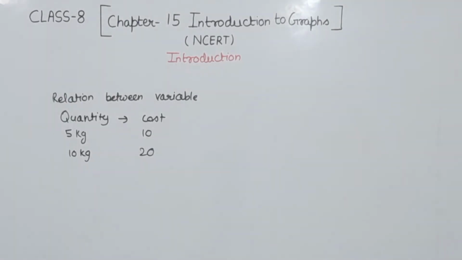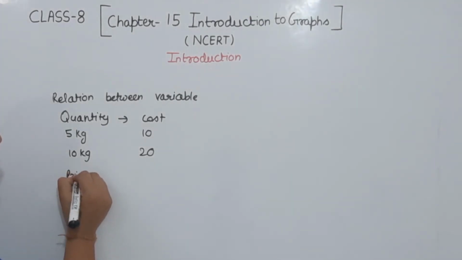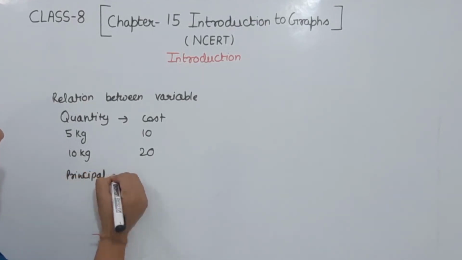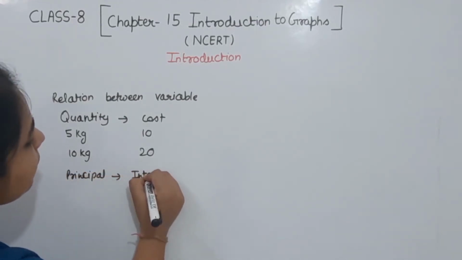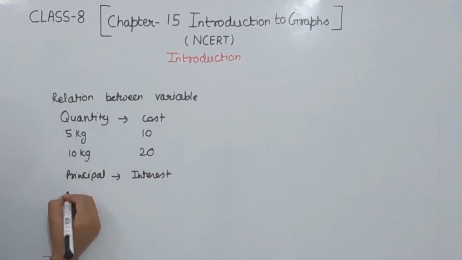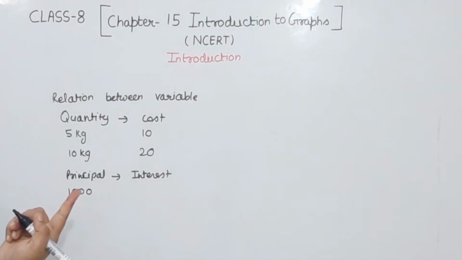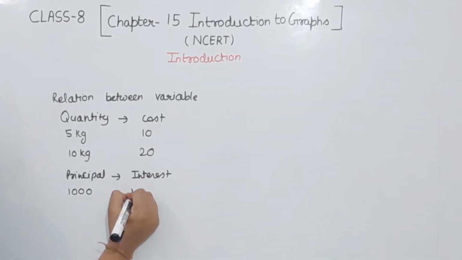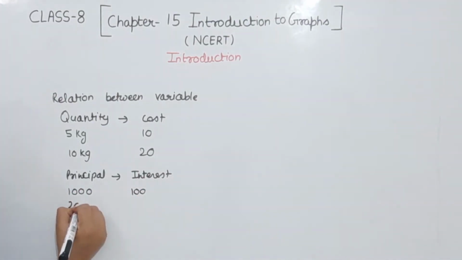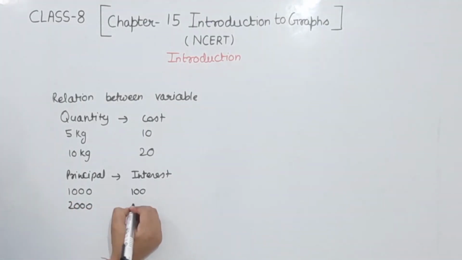Coming to the next one. The next one is the relation of principal and interest. If the principal is 1000 and I take the interest as 10%, then the interest will be 100. If the principal is 2000, then the interest will be 200. So the next one is principal and interest. These are some variables which have a relationship.